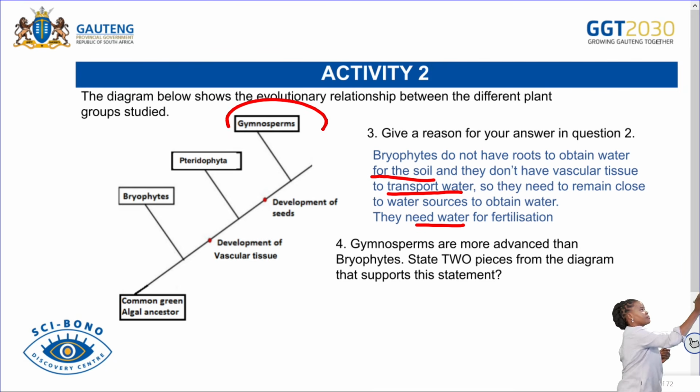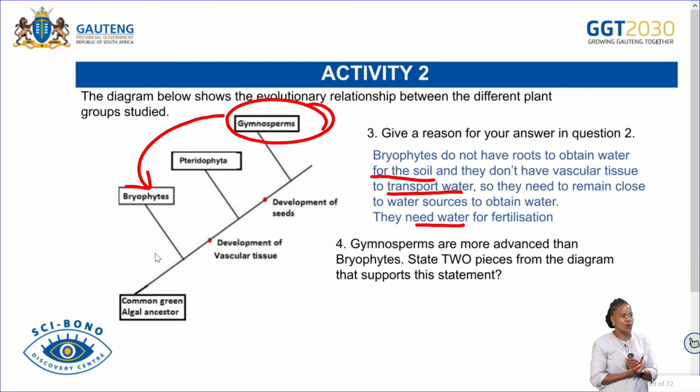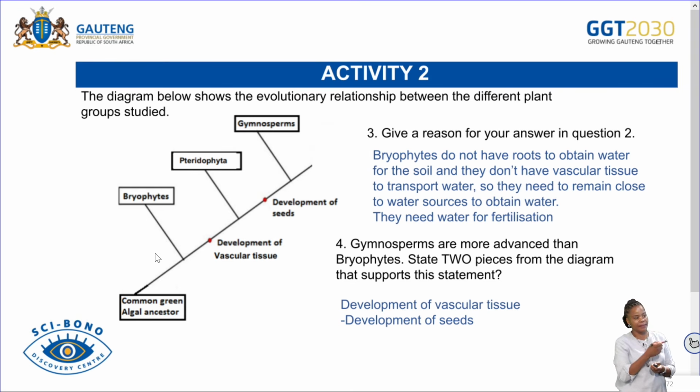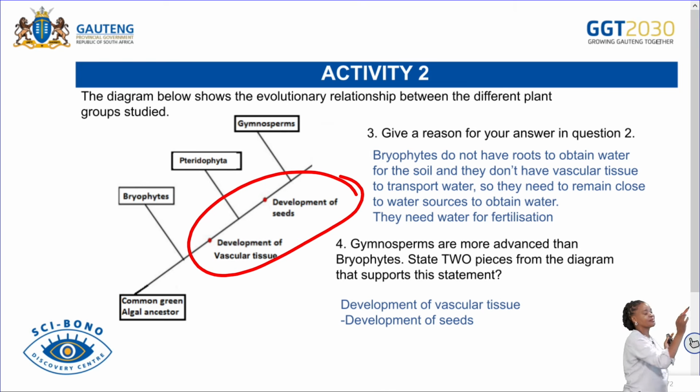The fourth question on this diagram: Gymnosperms are more advanced than Bryophytes. State two pieces of evidence from the diagram that support this statement. What are the two pieces? Number one, the Gymnosperms have vascular tissues, and they also develop seeds. That's why they are more advanced than the Bryophytes. So you don't even have to think of the answer because they said from the diagram.